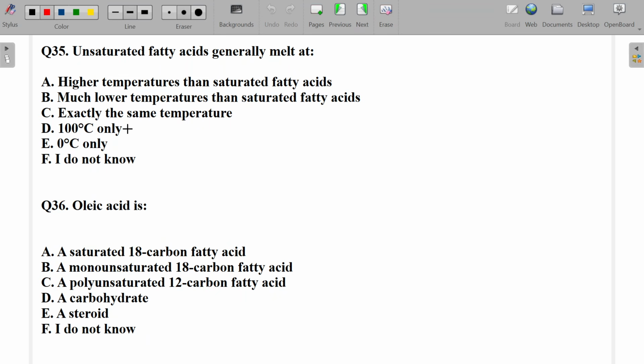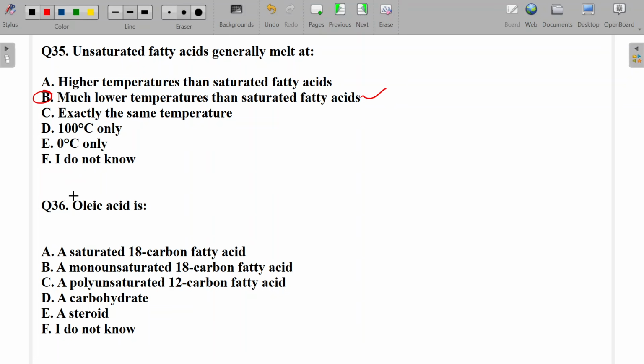Question 35. Unsaturated fatty acids generally melt at A, higher temperatures than saturated fatty acids. B, much lower temperatures than saturated fatty acids. C, exactly the same temperature. D, 100 degrees Celsius only. E, 0 degrees Celsius only. F, I do not know. Much lower temperature than saturated fat. Yes, wonderful. So they melt at a much lower temperature.